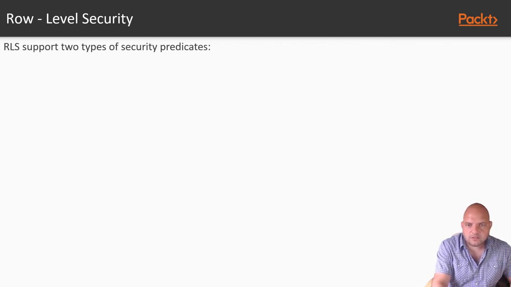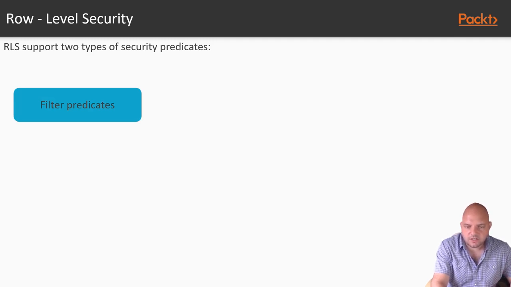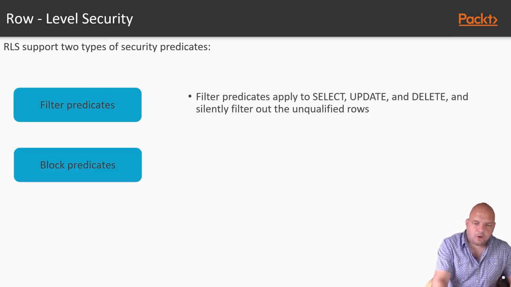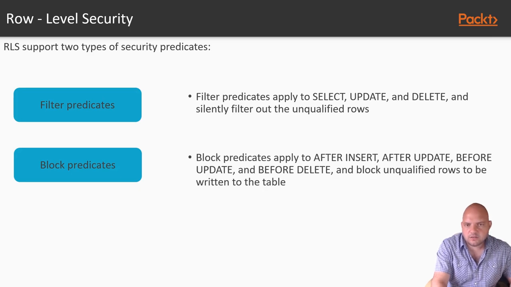Now, row-level security supports two types of security predicates. Filter predicates apply to select, update, and delete, and they silently filter out any rows that don't meet the qualifying criteria. Block predicates apply to after insert, after update, before update, and before delete, and will block unqualified rows from being written to the table.